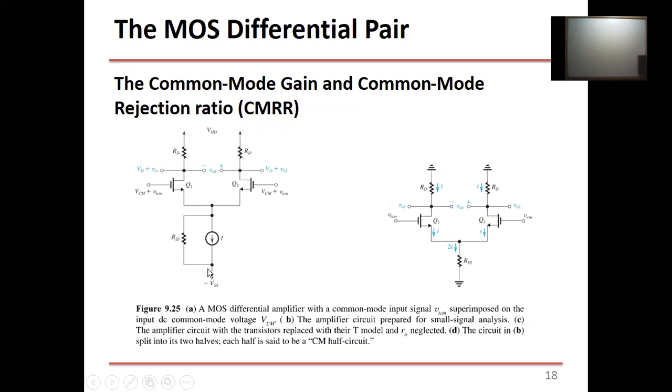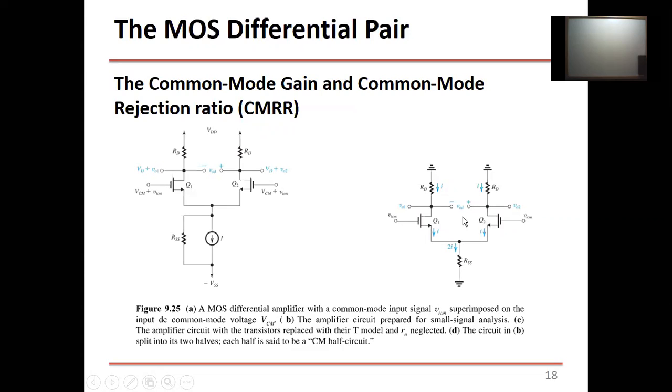ground, connect this to the ground. So this VDD becomes ground. This minus VSS becomes ground. And this current source, since it's a DC current source, it's open circuited now. And you end up just, the RSS will remain. So this is the circuit after removing the DC sources.